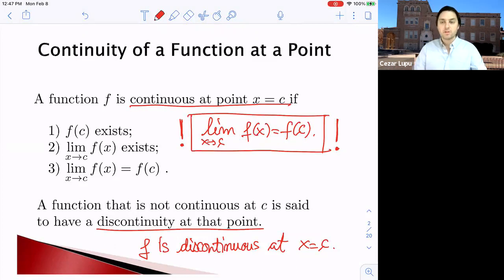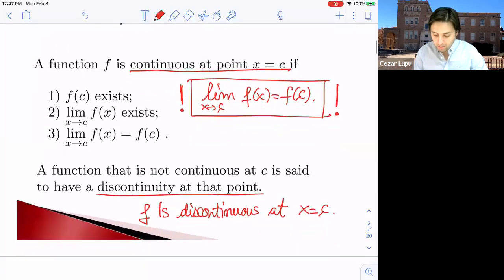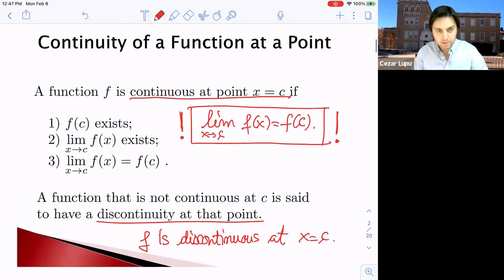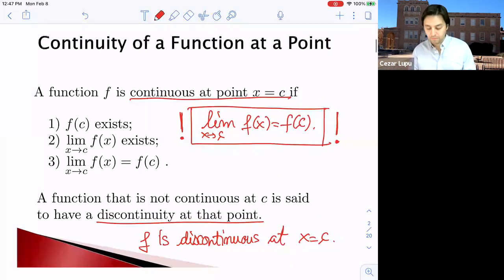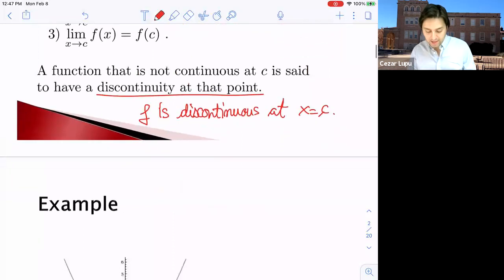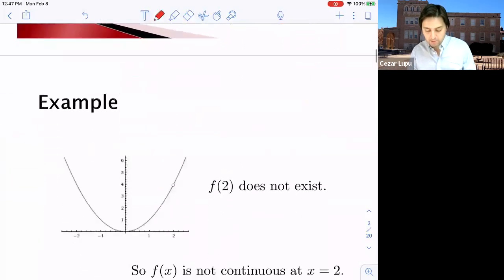All right, so that's basically the definition of continuity. And now you know what continuity is at a certain point. You know what discontinuity is at a certain point. All right, so that's the definition. So keep this in mind. This will be very important. And now let's give an example. And let me just show you the graph.